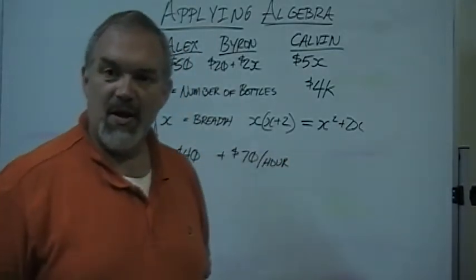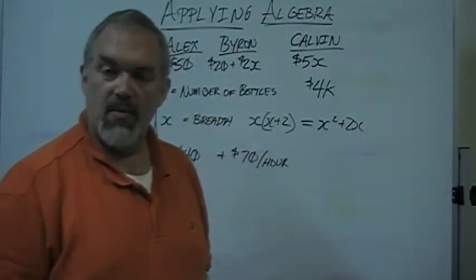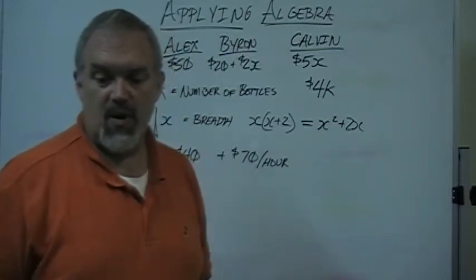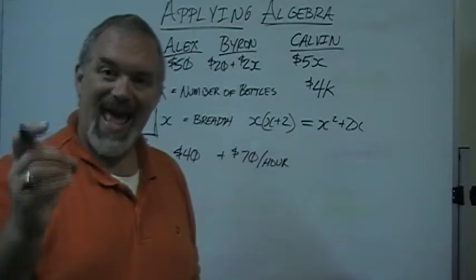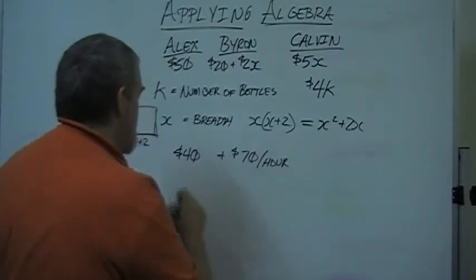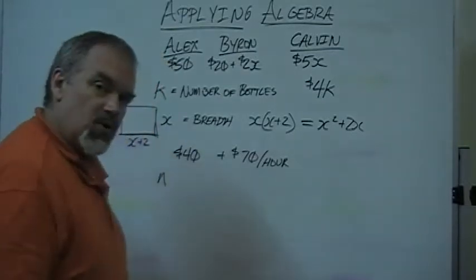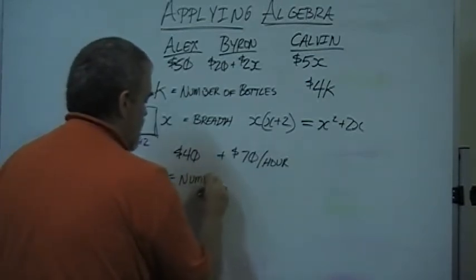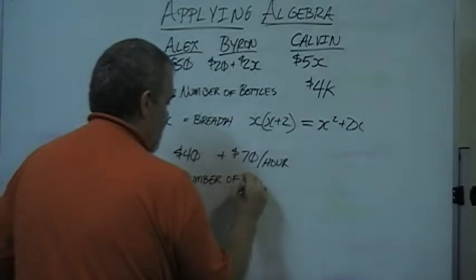Now, how much is it going to cost to hire the plumber? What's it dependent on? It depends on how many hours that he works. So we're going to call N the number of hours. N, remember we have to define our pronumerals or our variables. N equals the number of hours.